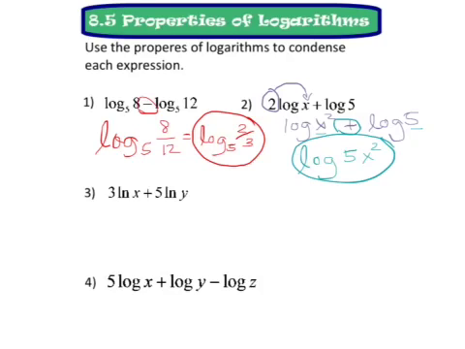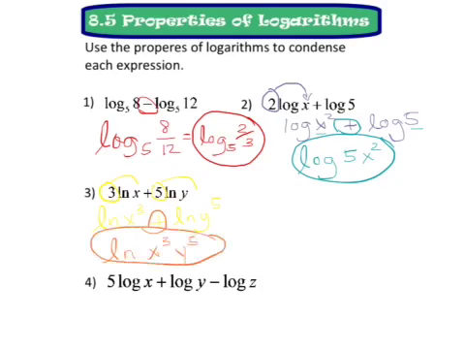Number 3, I have exponents. They need to go back. So I'm going to first do that. Natural log of x cubed plus natural log of y to the 5th. And then that addition will turn right back into multiplication. Natural log x cubed y to the 5th. I'm down to 1 log. That's how I know that I'm done.